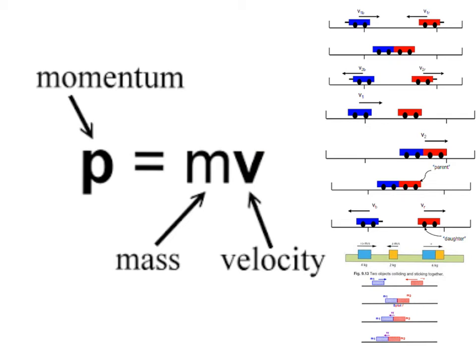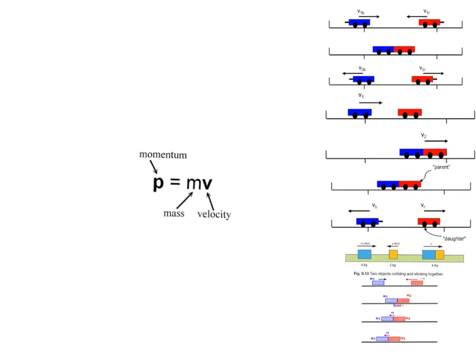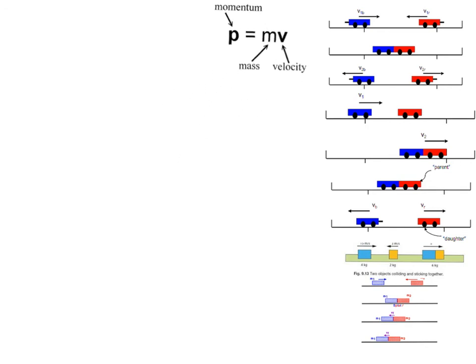So next question: if we want to change something's momentum, if we want to give it more momentum or less momentum, generally we don't change the mass. That could happen, but we usually change the velocity. So we know to change velocity we need a force. So let's go to our Newton's second law equation.